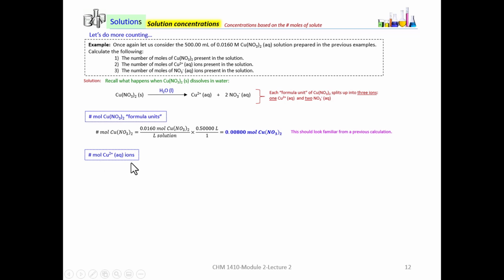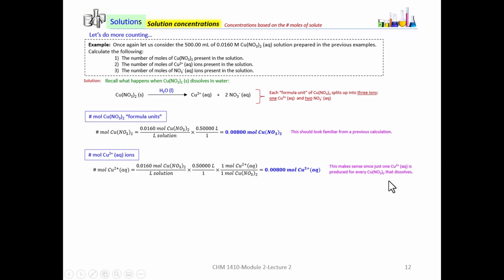How about the number of moles of copper ions? Well, the number of moles of copper ions would be again equal to the molarity of the solution times the number of liters of solution times the fact that you get 1 mole of copper ion for every mole of copper nitrate that dissolves. We get that from the coefficients of this balanced equation. 1 copper nitrate produces 1 copper ion. And so we'd calculate that the solution would contain 0.00800 moles of copper ions. And this makes sense, 1 copper ion per copper nitrate.